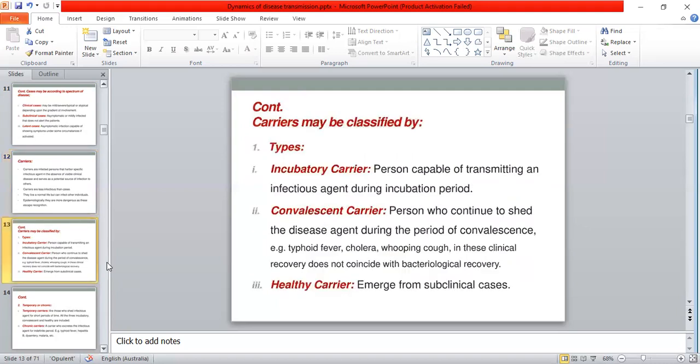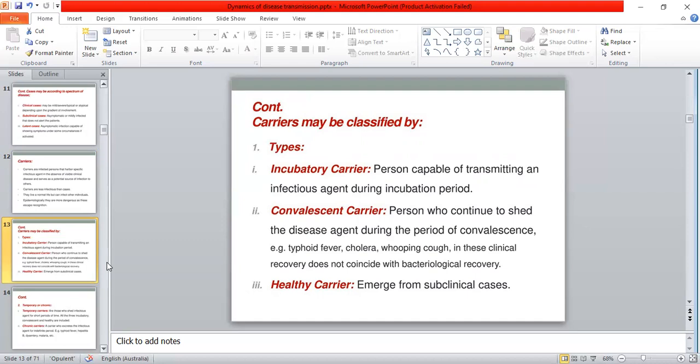Carriers can also be classified as incubatory carrier, convalescent carrier, and healthy carrier on the basis of type. An incubatory carrier is a person that is capable of transmitting an infectious agent during the incubation period. A convalescent carrier is a person who continues to spread the disease agent during the period of convalescence.